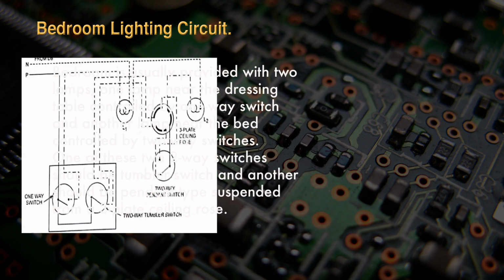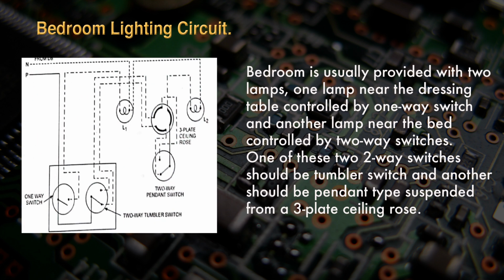In a bedroom lighting circuit, the bedroom is usually provided with two lamps, one lamp near the dressing table controlled by a one-way switch, and another lamp near the bed controlled by two-way switches. One of these two-way switches should be a tumbler switch and the other should be a pendant type suspended from the ceiling rose. Now we are going to discuss different types of electrical wiring systems.